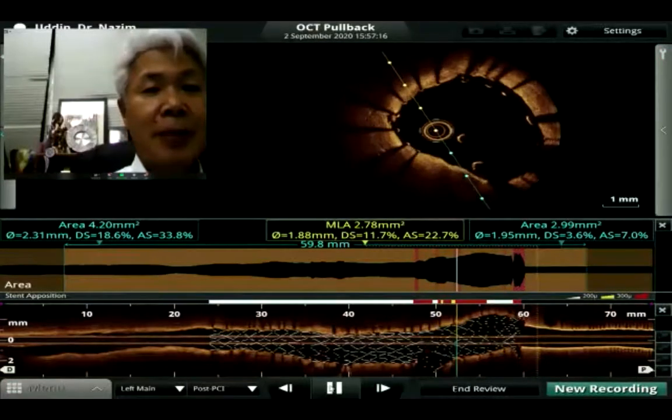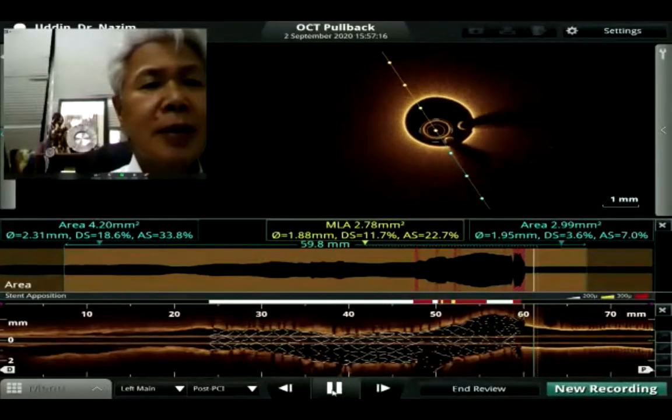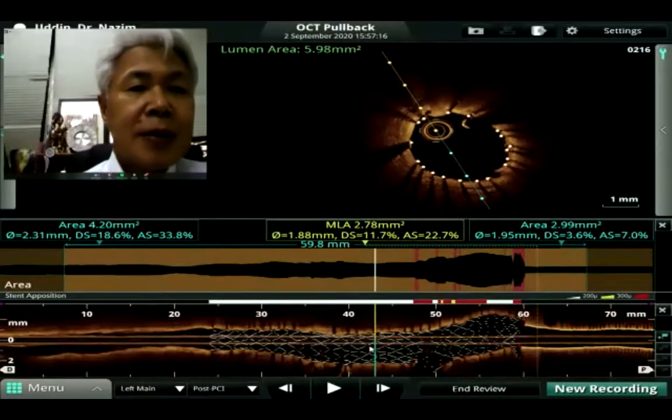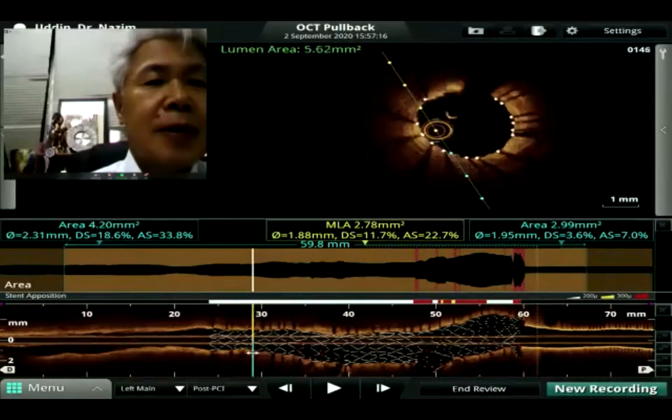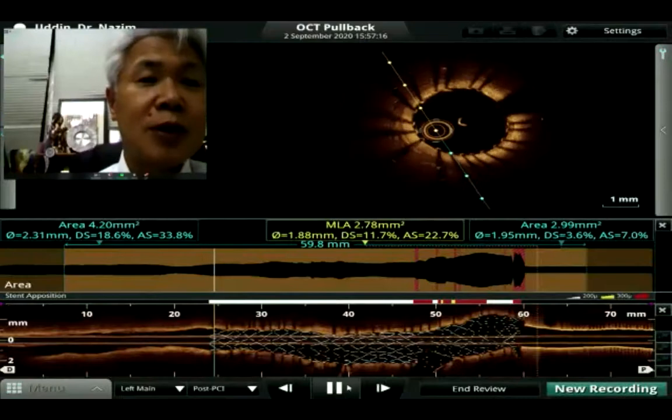Yes. And then he has small incomplete apposition there, right? Yes, we went up to 4.5 over there. So try to check the distal site, to see if there's any dissection or anything left. Let's go to the distal edge. So the distal end is okay, right? Yes, no dissection. The position is good and size is okay. Very good condition, and there are no incomplete apposition, and expansion should be okay, right? Very good.